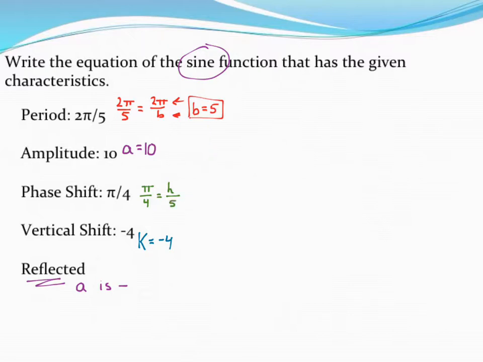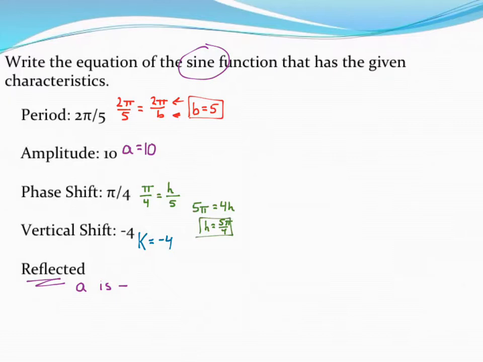So again, doing some cross multiplying, and some of these end up really weird with fractions within fractions, so just be careful when doing the math on it. I get 5 pi is equal to 4h, and then dividing by 4, I get an h value of 5 pi over 4. So now, putting all of this together, I should be able to write the equation of the function.